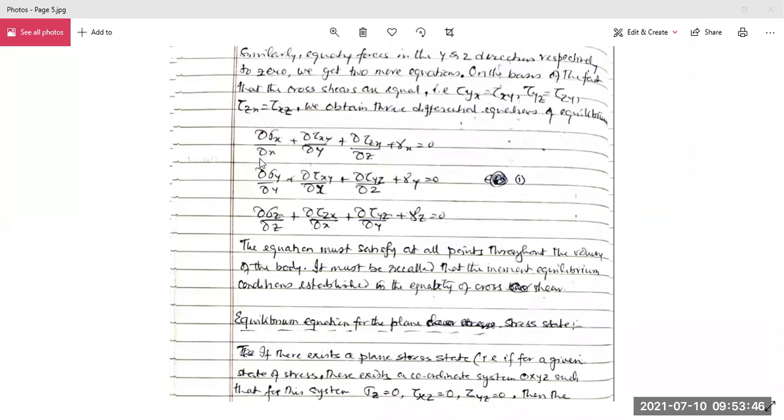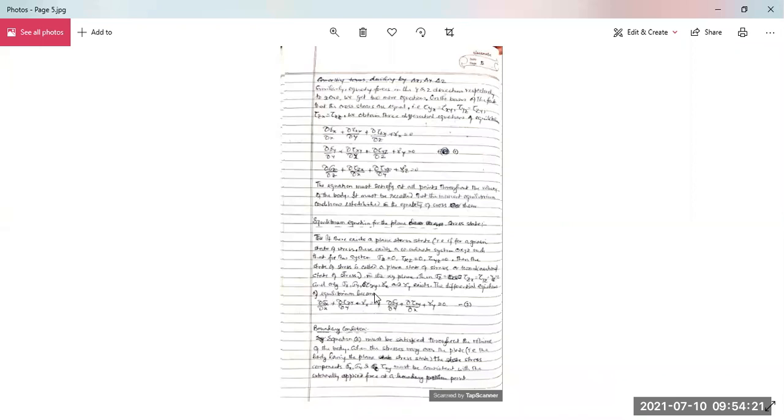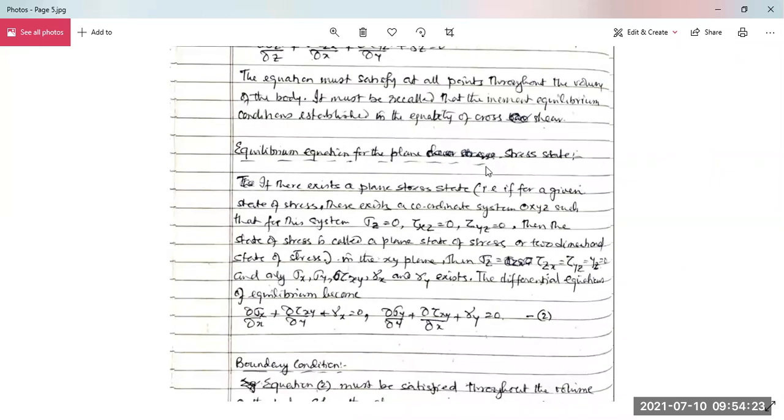So we have the equation of the x direction in terms of the differentiation of sigma x and tau, plus we add the body force along the x direction itself. Similarly, for the y and z directions, we get the same form of equations. These are the equilibrium equations. Now, the equilibrium equation for plane stress.